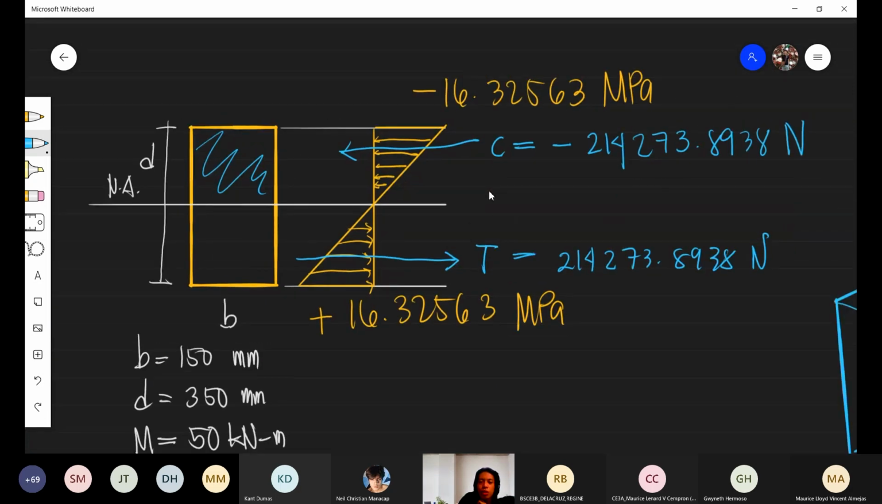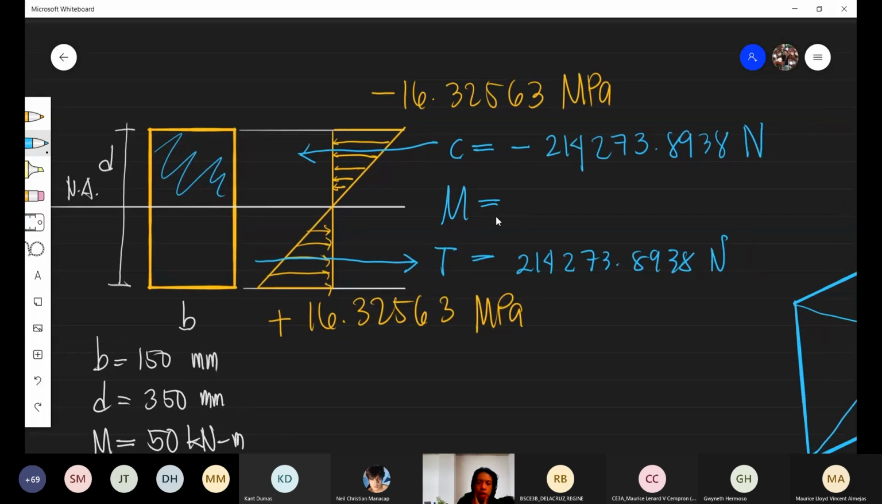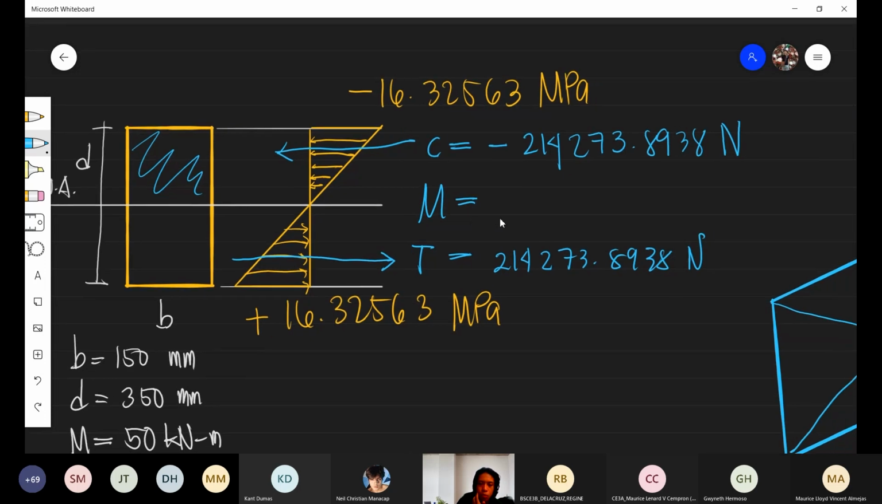How do we solve for the moment? What's the moment here? We no longer consider the negative sign, because the negative sign only indicates the direction of the force, so it does not matter. Okay, we are looking for the moment of the couple. What's the moment of the couple?